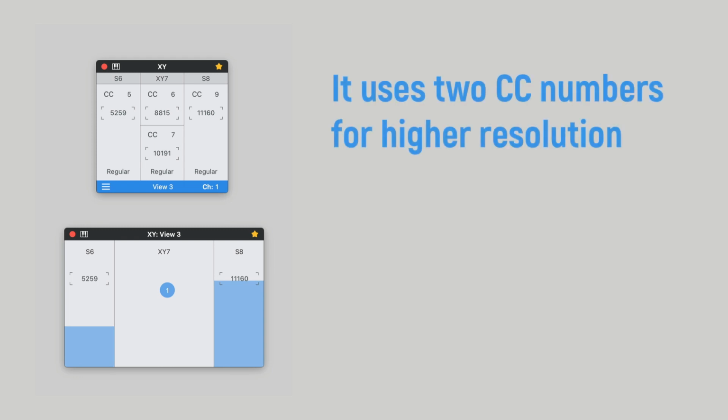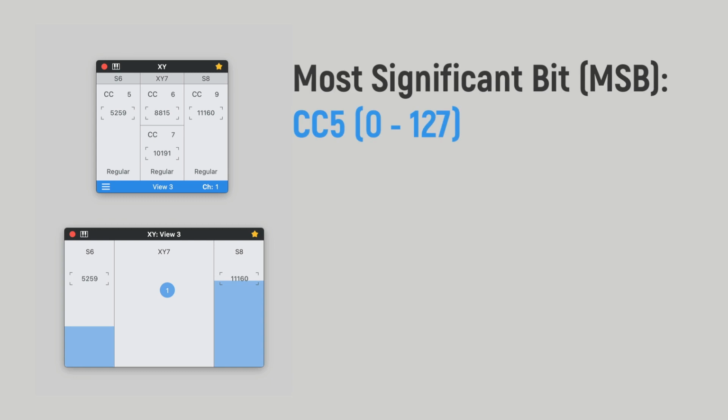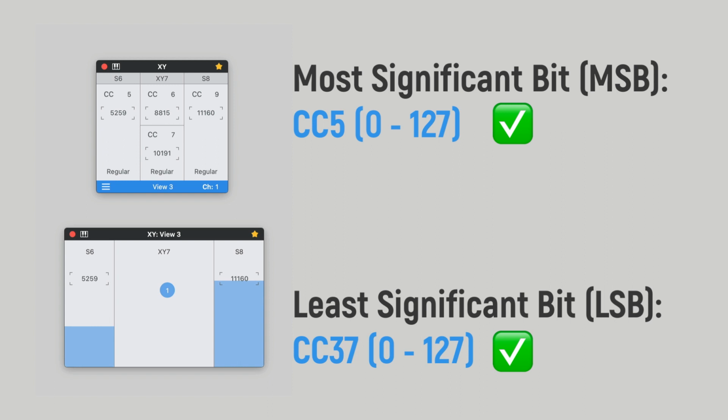The controllers use a pair of CC numbers to divide the 14-bit messages and get a higher resolution from 0 to 16,383, instead of the standard 0 to 127 in 7-bit controllers. It uses one lower CC number for the most significant bit, and another CC number 32 steps above for the least significant bit. The parameter mapped in 14-bit should know how to read the information coming from both CC numbers, or otherwise it will only read the most significant bit or lower CC number and ignore the other.